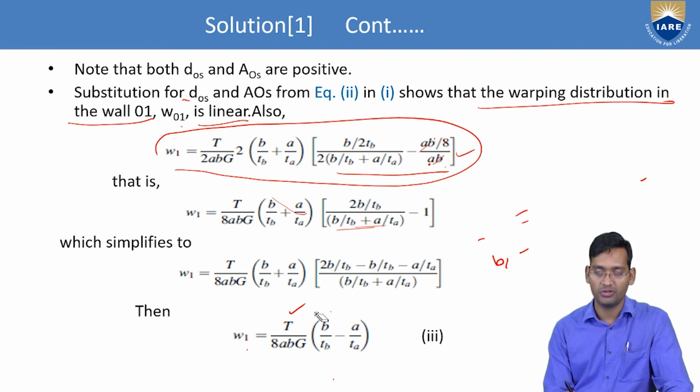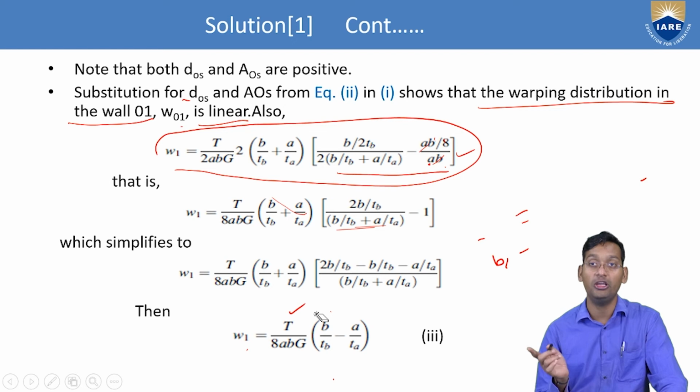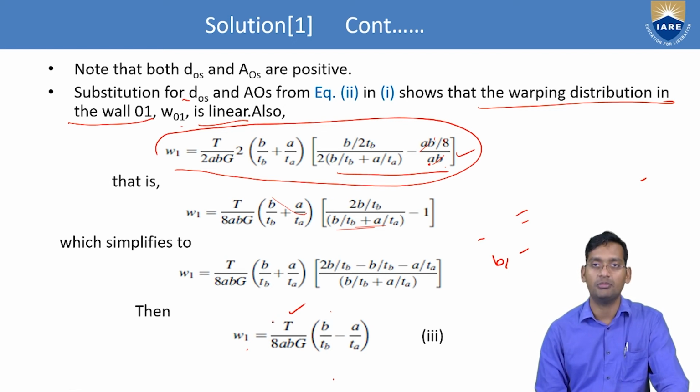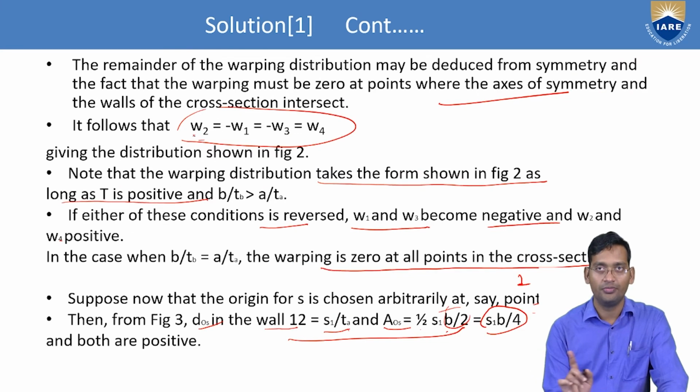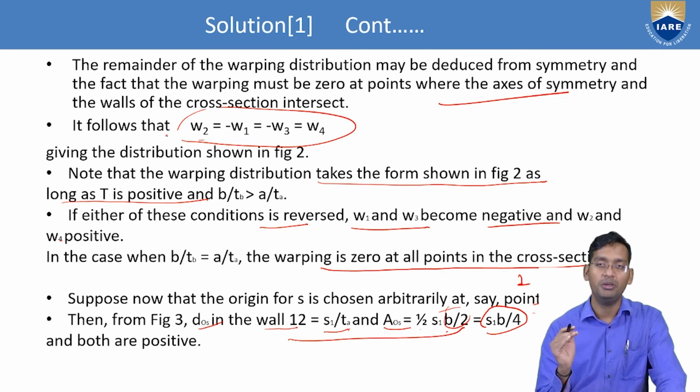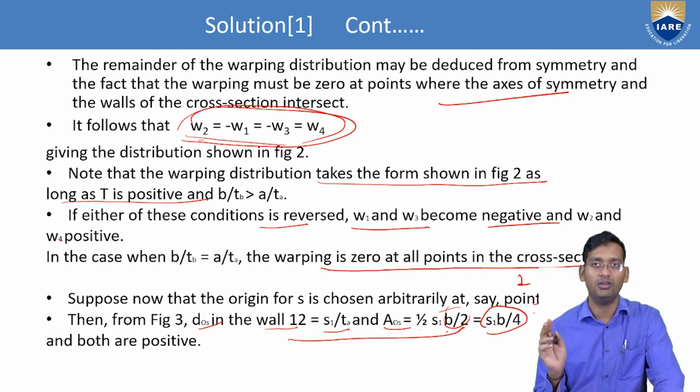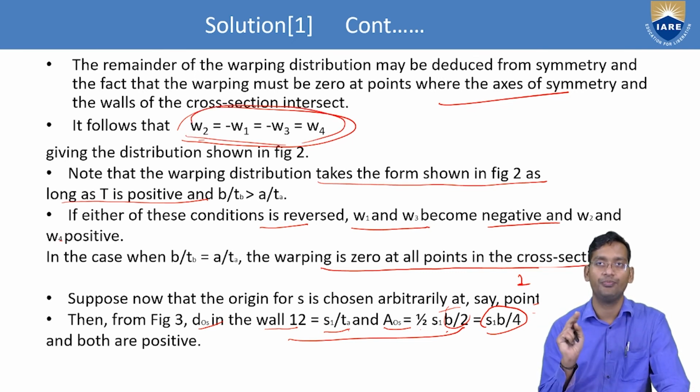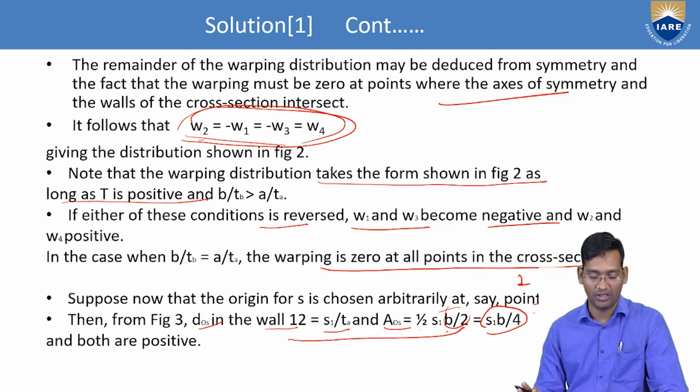Positive into positive remains positive, but if any one changes, either T becomes minus T, or B by TB becomes smaller than A by TA, in any one case, then this W1 becomes minus W1, and then W2 is minus, so that will be plus. Whatever W2 is here, in case T is negative W2 will be minus, or if B by TB is smaller than A by TA, then also W2 is negative. So whatever the things are in those two, if any one changes, that becomes opposite in sign.